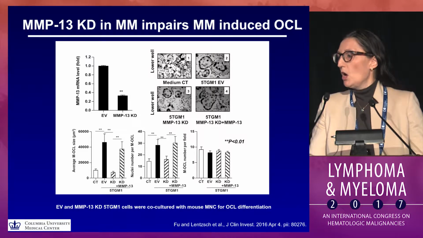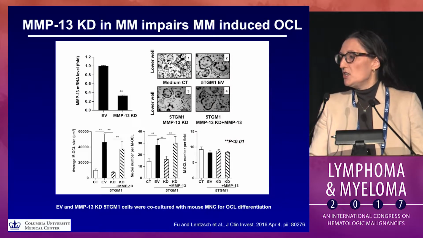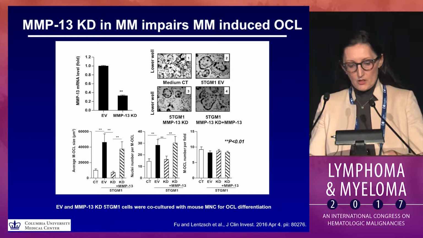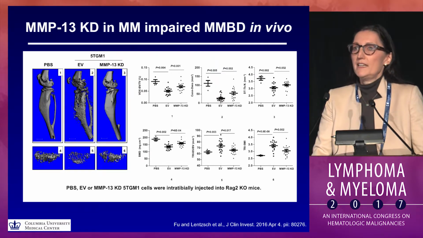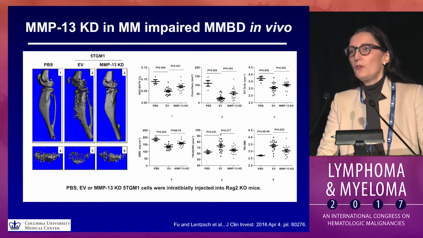knockdown cells. What you can see here is, the addition of the 5T-GM myeloma cells to the transwell increases the osteoclast fusion. When we add the knockout cells, you see that there is no increase of the osteoclast size. And again, we can rescue the effect by adding MMP 13. We saw again the same pattern for the nuclear number. So that shows very nicely that when you knock down MMP 13 in multiple myeloma cells, you reduce the osteoclast formation in co-culture assays.